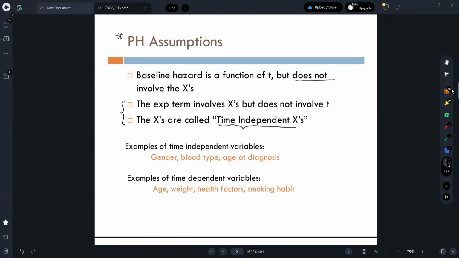Now, you know, there are certain variables we already know, right? According to the natural way they are presented. Okay, these variables are independent of time. These variables are dependent on time. Right, so you can see some examples here for both time independent and dependent variables, right?